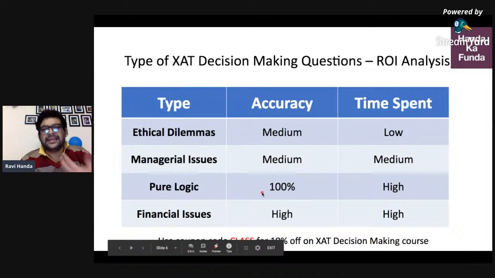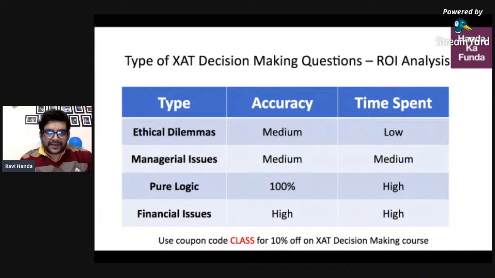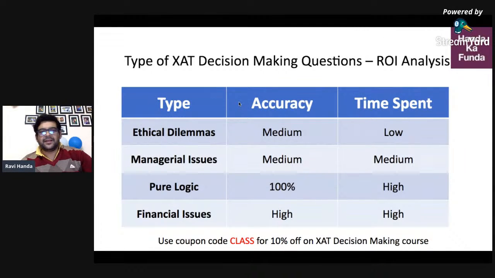Then in these types of questions, it's very important that you do an ROI analysis. What do I mean by ROI analysis? A return on investment analysis. So what happens in these? In ethical dilemmas, typically your accuracy is pretty low. Accuracy is in the medium category, whereas the time spent is low because you can just quickly read through these questions. There isn't a very deep level of understanding that is required.